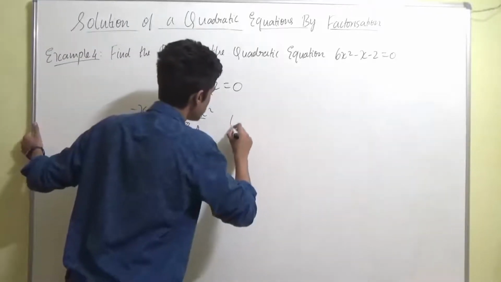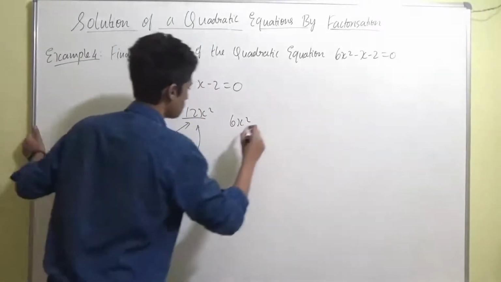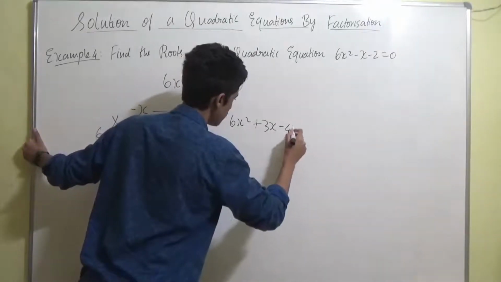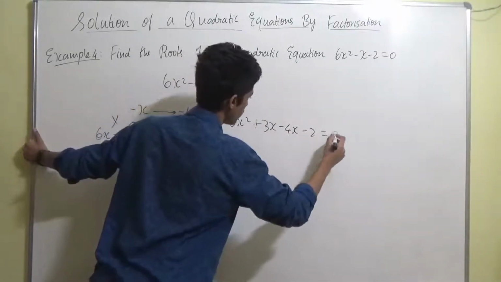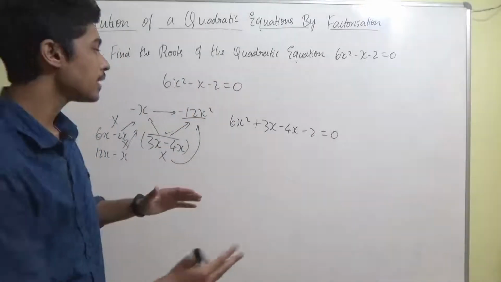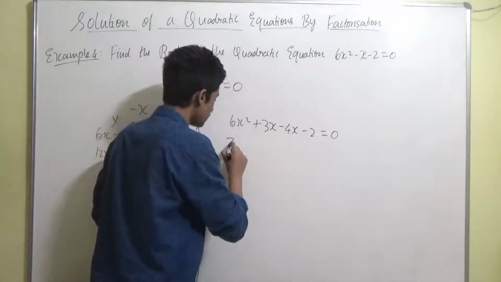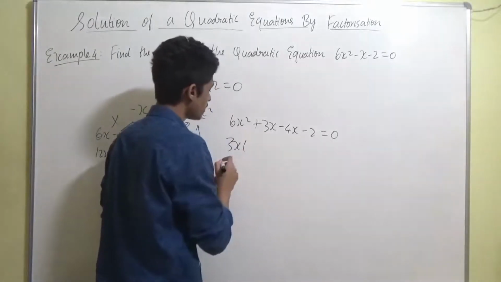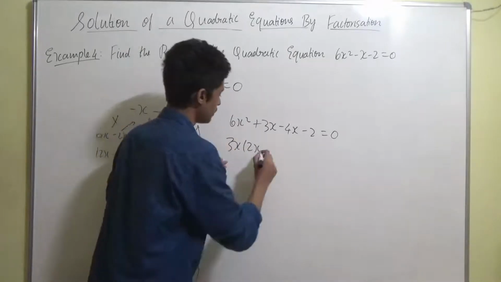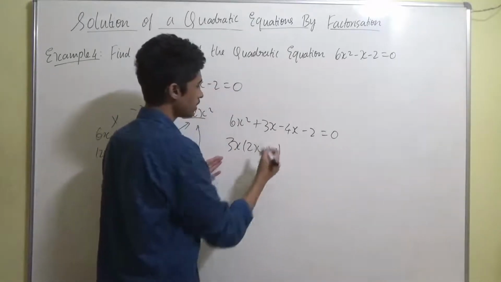Now let's do it. 6x square plus 3x minus 4x minus 2 equal to 0. So the middle term got split in this way, right? Now I'll take the terms common. I'll take 3x in common. Here inside what will be remaining? 2x, because 3x into 2x gives 6x square, plus 1, right? 3x into 1 gives you 3x back.